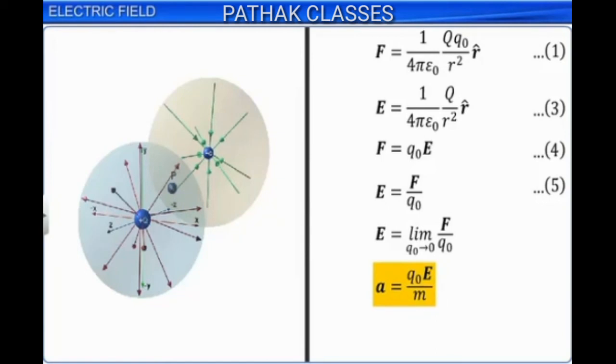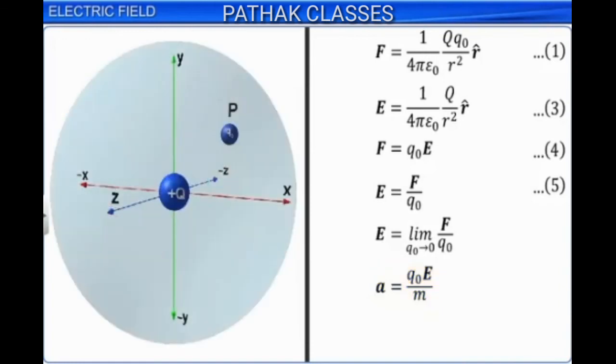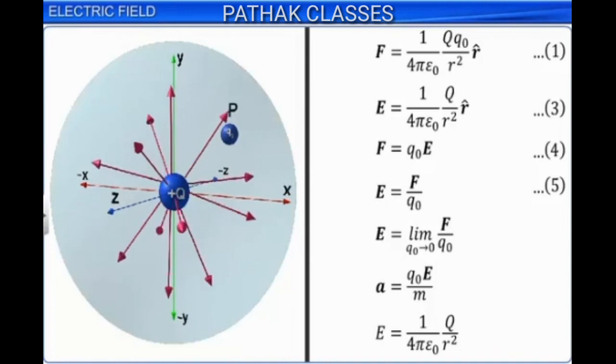For a charge Q, at all points on an imaginary sphere of radius r around it, the electric field strength will be equal in magnitude and will be equal to 1 by 4 pi epsilon naught Q by r square. There is a spherical symmetry with respect to the magnitude of the electric field strength E in the electric field of charge Q.